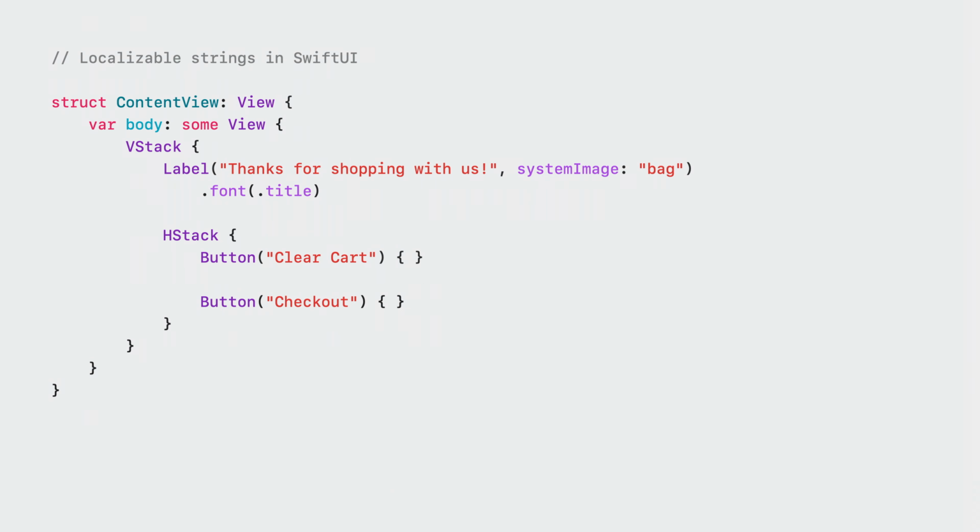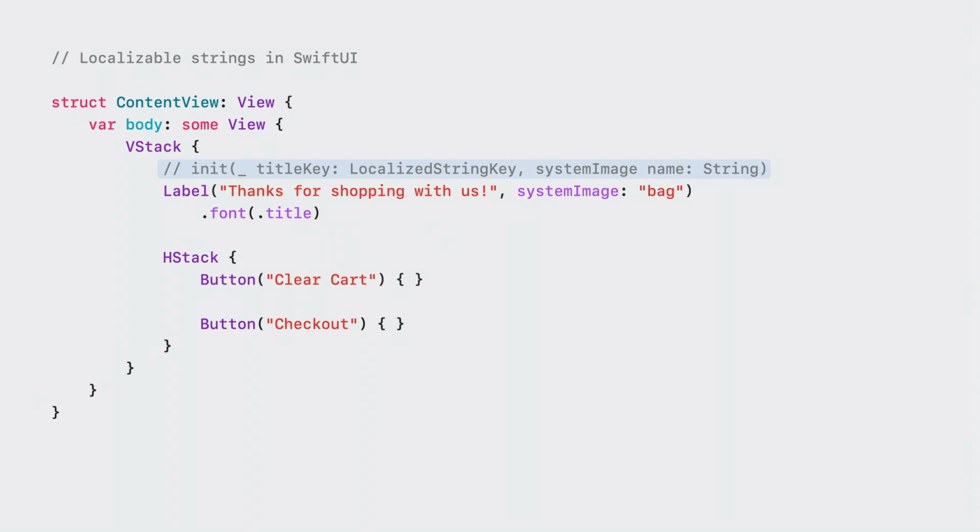We'll start with SwiftUI. SwiftUI makes localization seamless because anytime you specify a string literal within a view, that string is automatically considered localizable. All of these strings are considered localizable and will be extracted to the string catalog named Localizable.xcstrings if it exists. This works for any parameter accepting a type of LocalizedStringKey.